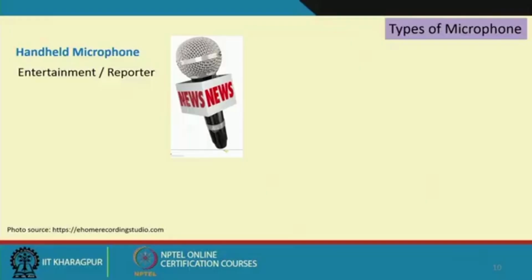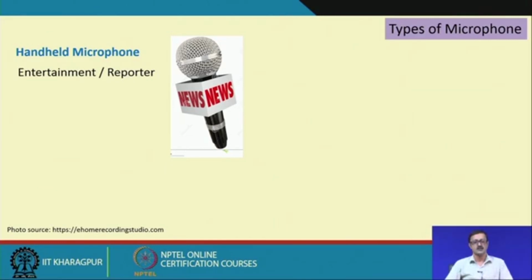Now, let us go one by one and see what these actually look like, from the shape and the use point of view. This handheld kind of microphone, which you must have seen in the hands of reporters on some entertainment channels.